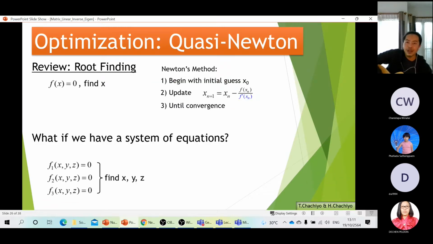I was here, optimization, okay, the first slide. Here, the topic of optimization is related to root finding. So let me first review the root finding that we have studied in the previous lecture. In here, you will see that if we have just a simple equation, f(x) equal to 0, and you want to find the x value that satisfies this equation, we call that the root of this f(x).